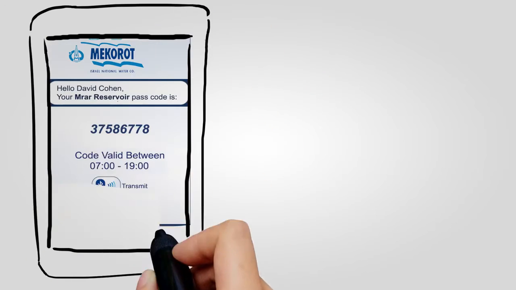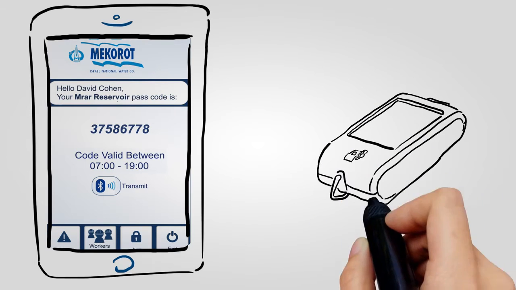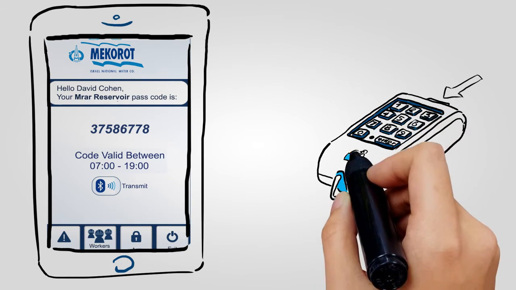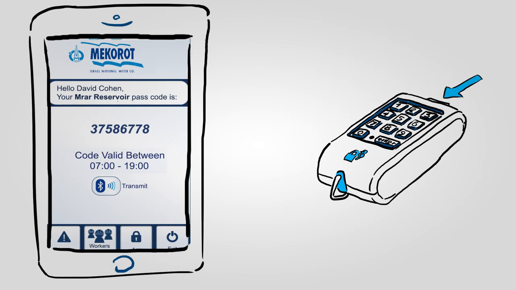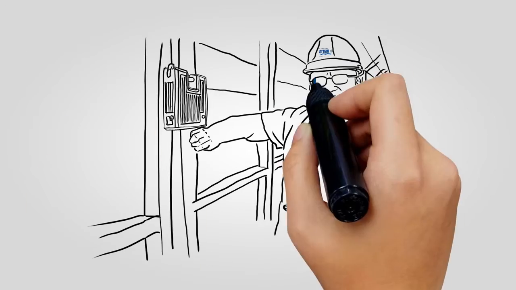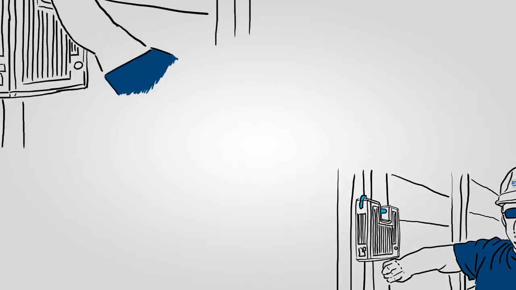If for some reason the code is not received by the knock key, you may transmit it manually by clicking the Transmit button in the application and then pressing the button at the top of the knock key. Please note, the knock key is for personal use and is non-transferable. The code transmitted to the knock key may be used to unlock all the locks in the facility that the staff member is authorized to unlock. Now it's time to activate the lock.